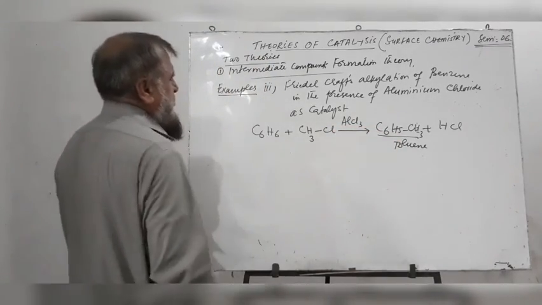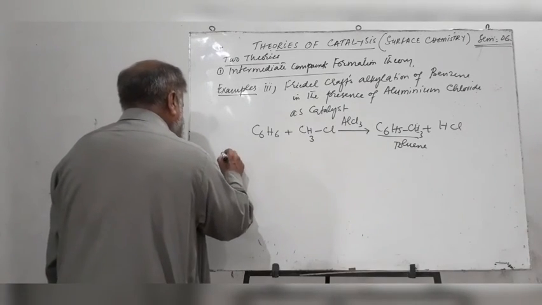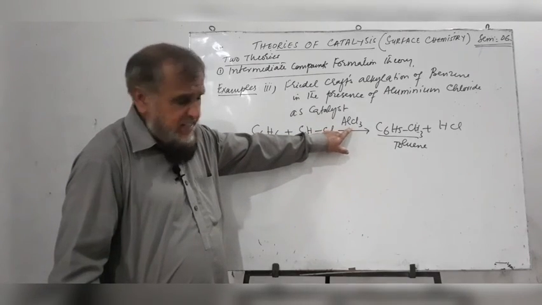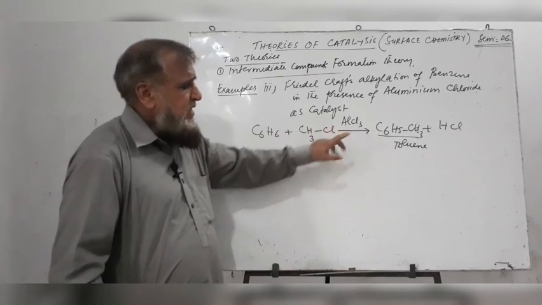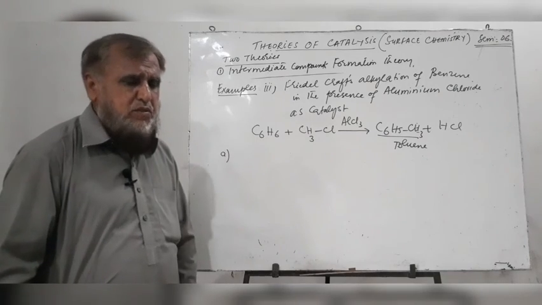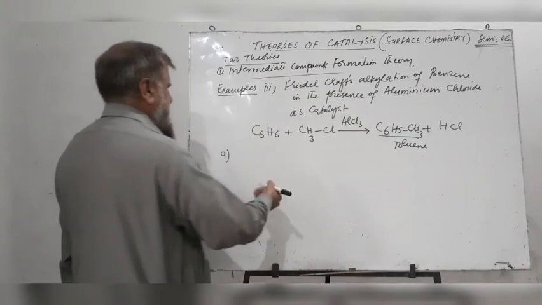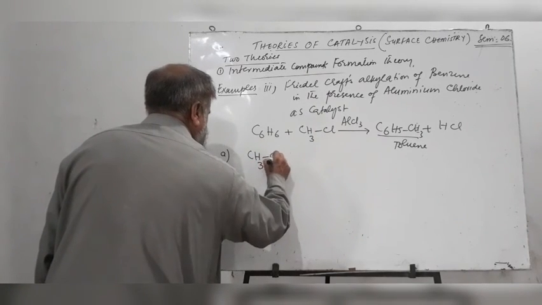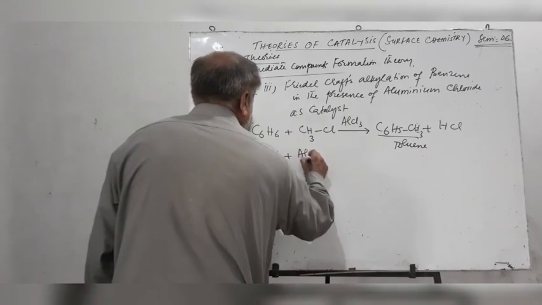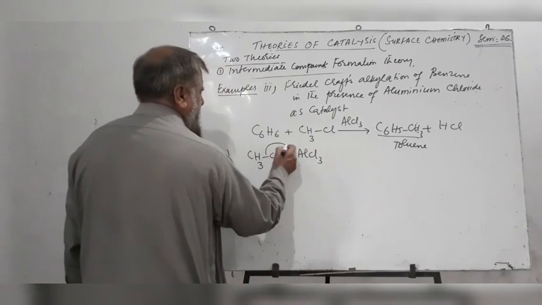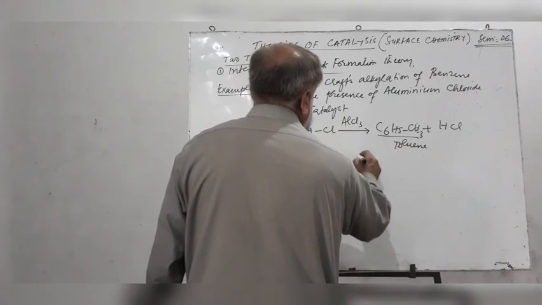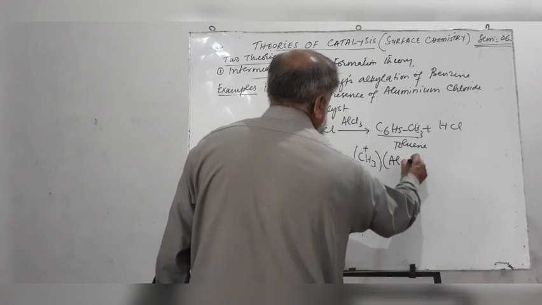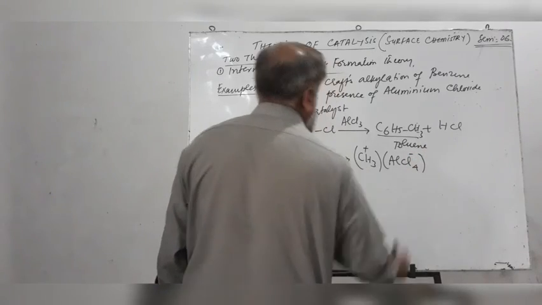Now, according to theory of intermediate complex formation, in the first step, the alkyl halide methyl chloride reacts with the catalyst which is aluminum chloride, and produces an intermediate compound which contains the carbocation or the carbonium ion. The first step is the formation of intermediate complex CH3Cl plus AlCl3. Now here the complex formed is CH3 positive and AlCl4 negative. It is the intermediate compound formed.